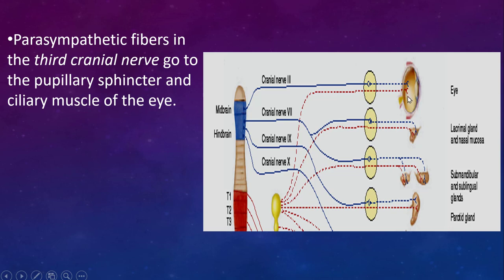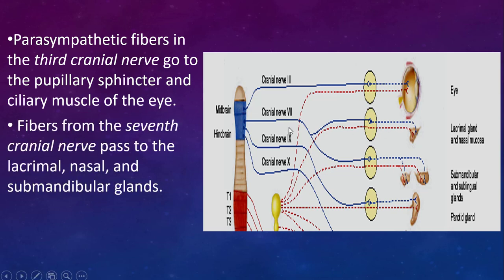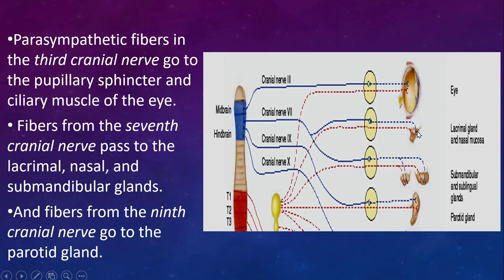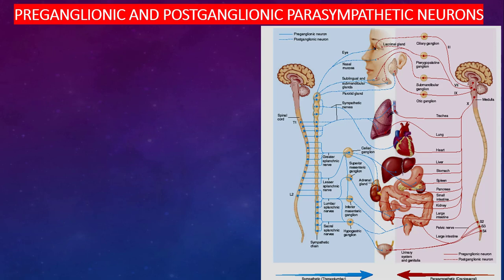Fibers from the seventh cranial nerve pass to the lacrimal, nasal and submandibular glands. And fibers from the ninth cranial nerve go to the parotid gland. This is the parotid gland, supplied by the ninth cranial nerve.